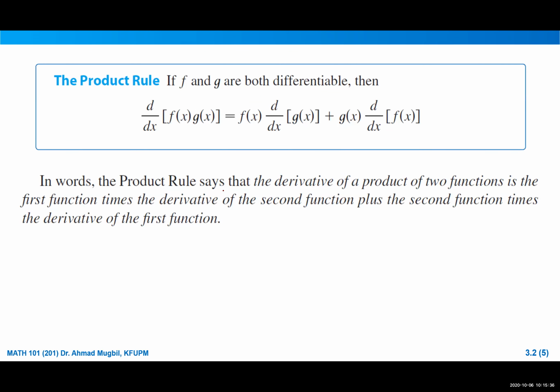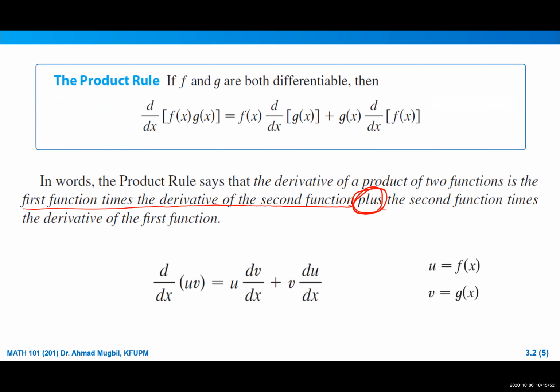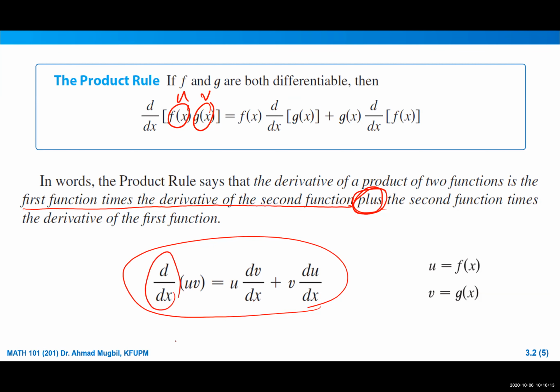Here it is. In words, the product rule says that the derivative of a product of two functions is the first function times the derivative of the second plus the second times the derivative of the first. And not only that, you can apply it when you have a product of many functions, repeating it this way. In a shorter notation, if you put this equal to u and this equal to v, then the derivative of uv will be u dv/dx plus v du/dx. This will help you prepare for Math 101 with Leibniz notation.